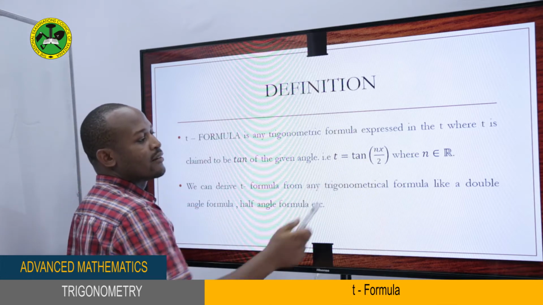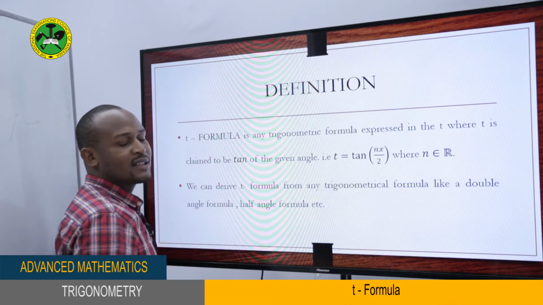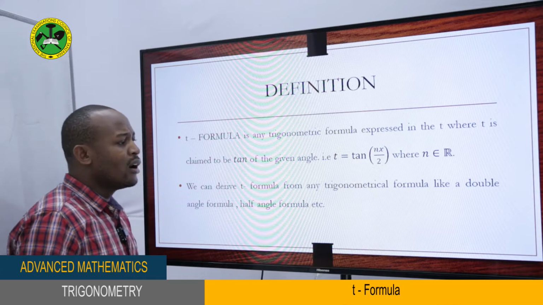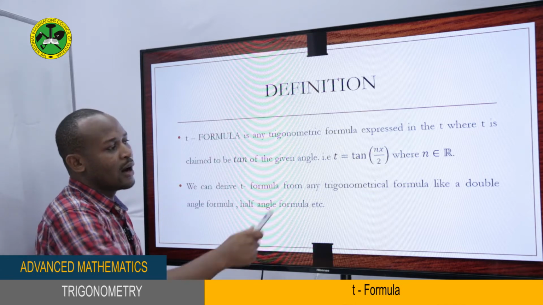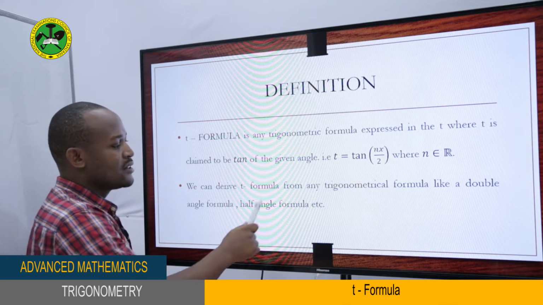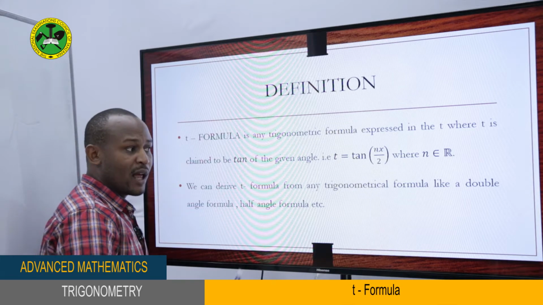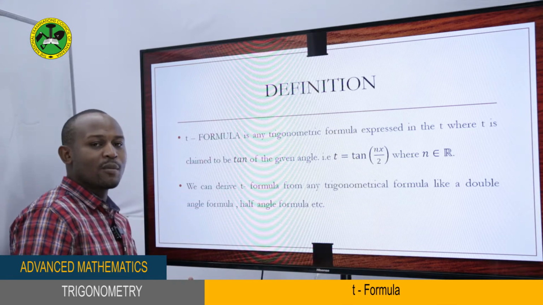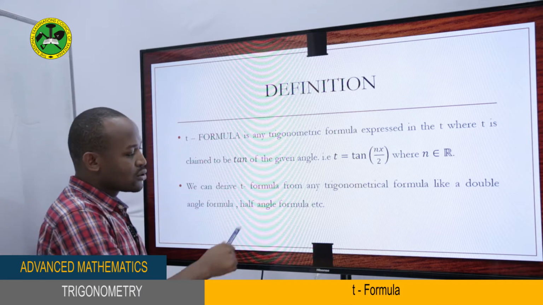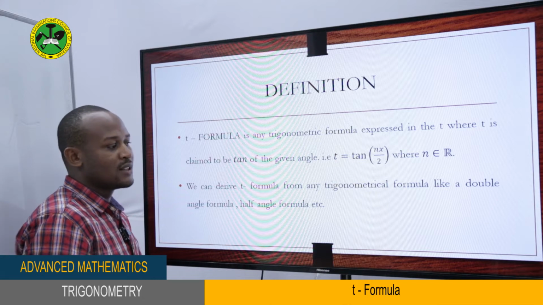So sometimes you can find a 4x or 4 theta, whatever, and x is an angle that we'll be talking about. Now we shall see how that is used. We can derive T formulas from any trigonometric formula, like a double angle formula. So you can use the double angle formula to derive T formulas, or you can also use half angle formulas and other ways that can be used to derive T formulas.